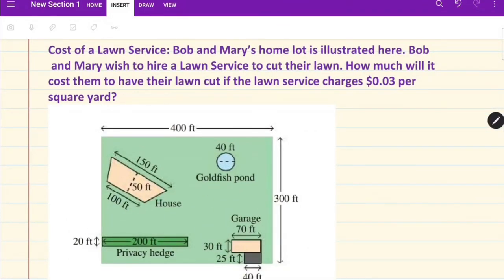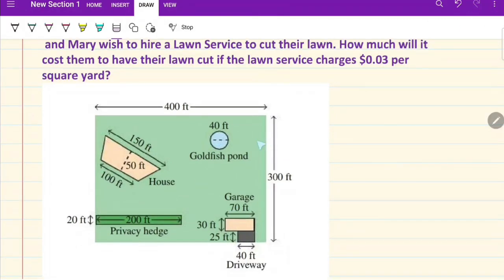So let's go about first finding the total area of the property, and then we will find the areas of the individual structures, and then we'll do the subtraction one by one. So we'll go through this step by step. First we'll find the total area of the property, which includes the house, the goldfish pond, the garage, driveway, privacy hedge, everything together. So this is a rectangular figure. So the area of a rectangle is what we need to find.